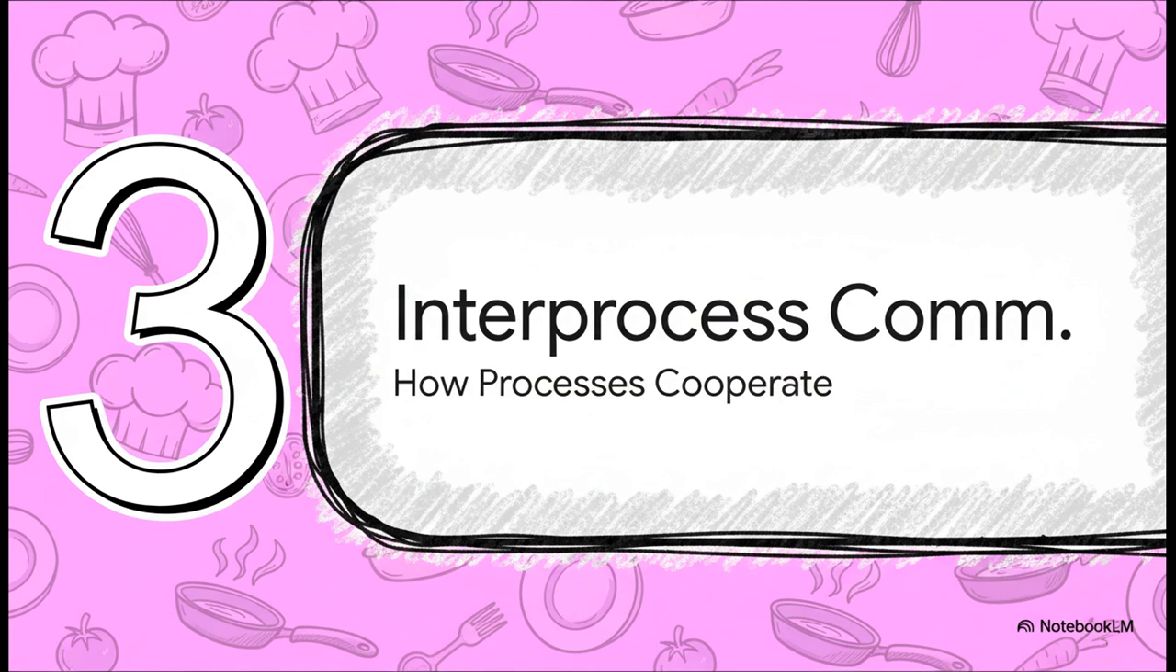Now, this system is great for individual chefs working on their own dishes. But a real kitchen isn't silent. Chefs need to coordinate. What if one chef needs the sauce that another one just finished making? This is where something called inter-process communication, or IPC, comes into play.